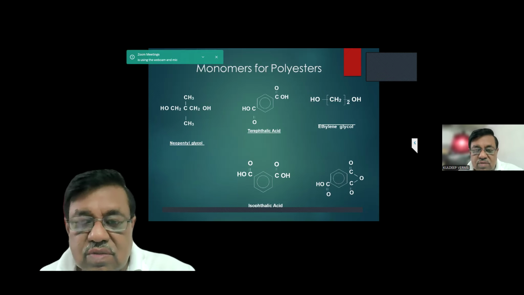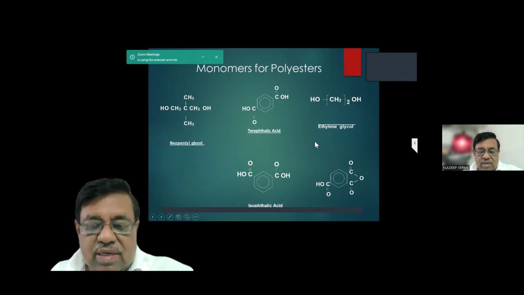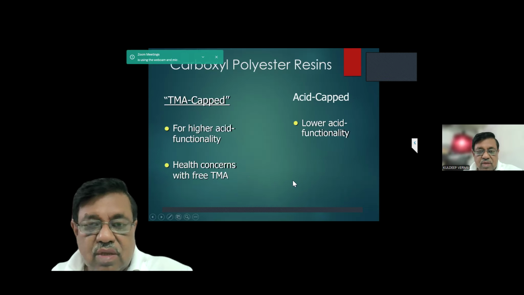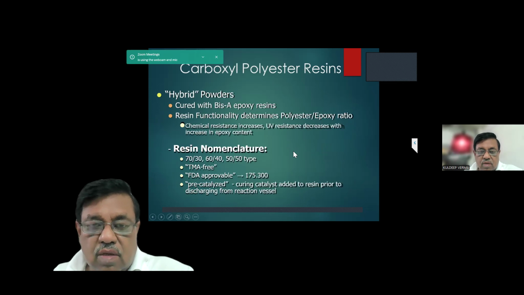These are the monomers for the polyester: neopentyl glycol, terephthalic acid, ethylene glycol, isophthalic acid. Carboxylic polyester, TMA capped or acid capped, for higher acid functionality. The carboxyl polyester or hybrid powder is cured with bisphenol A epoxy resin. Resin functionality determines the polyester epoxy ratio.